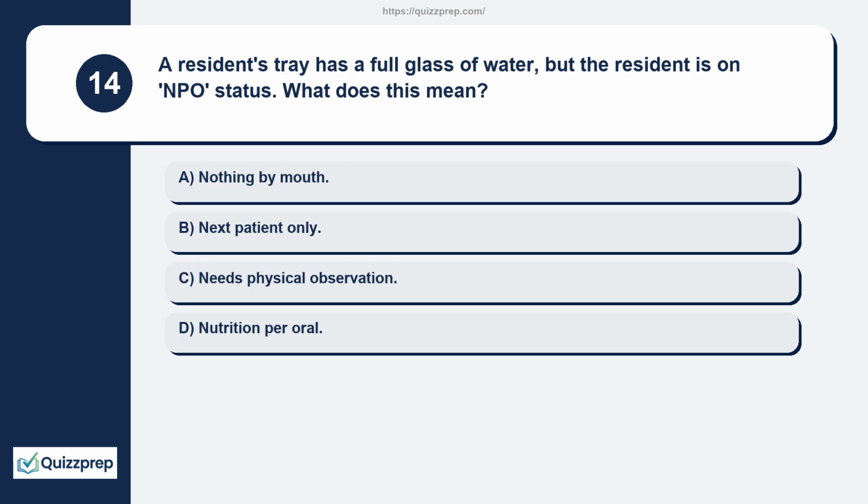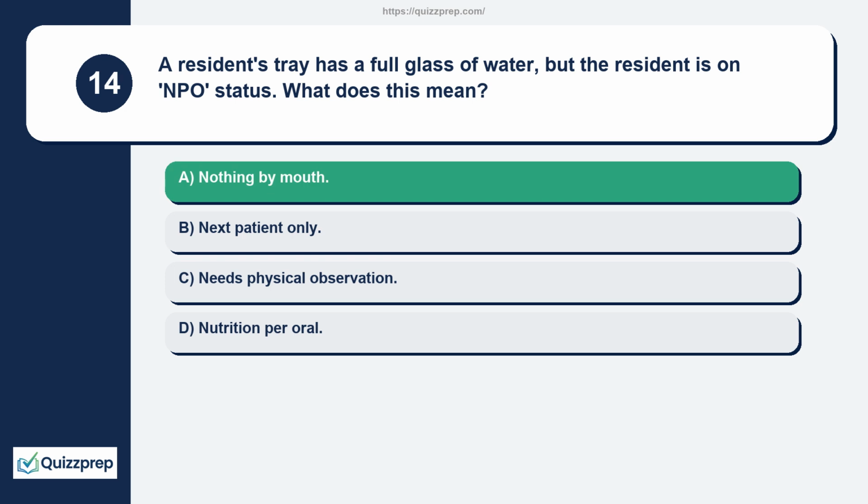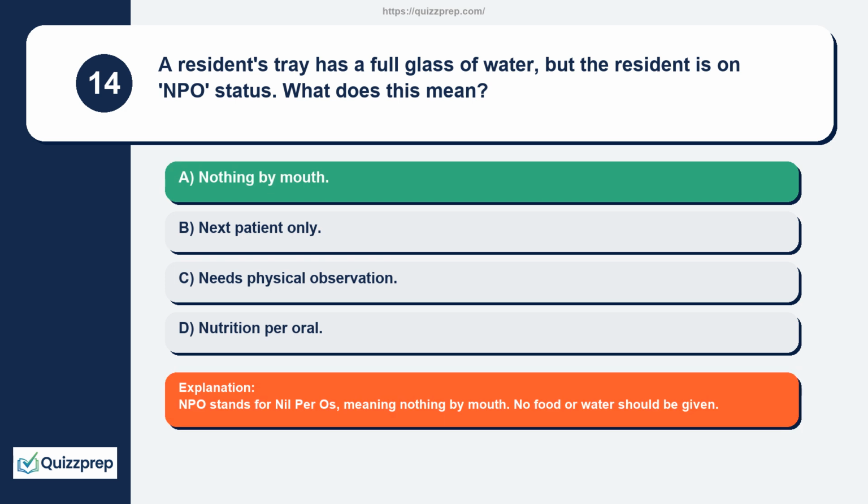Question 14. A resident's tray has a full glass of water, but the resident is on NPO status. What does this mean? Nothing by mouth, next patient only, needs physical observation, nutrition per oral. NPO stands for nil per os, meaning nothing by mouth. No food or water should be given.